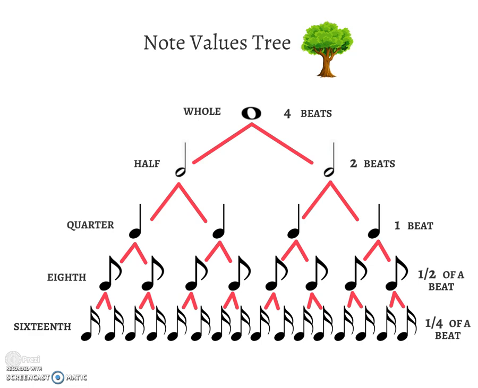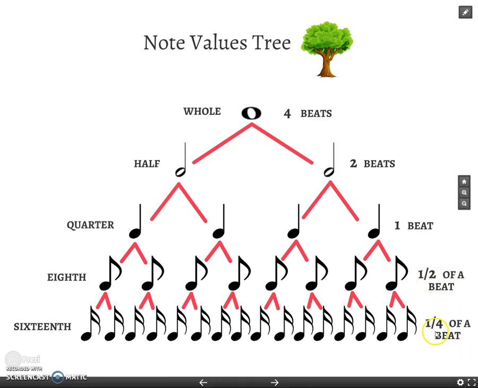You probably noticed each level as you go down, the values are getting smaller by half. Half of 4 is 2, half of 2 is 1, half of 1 is half, half of half is a fourth.